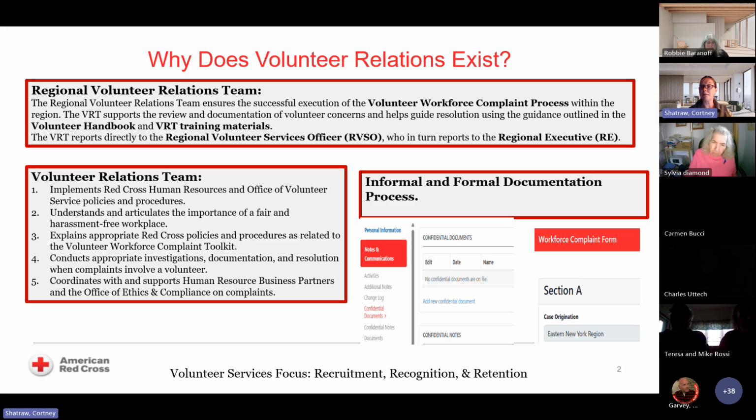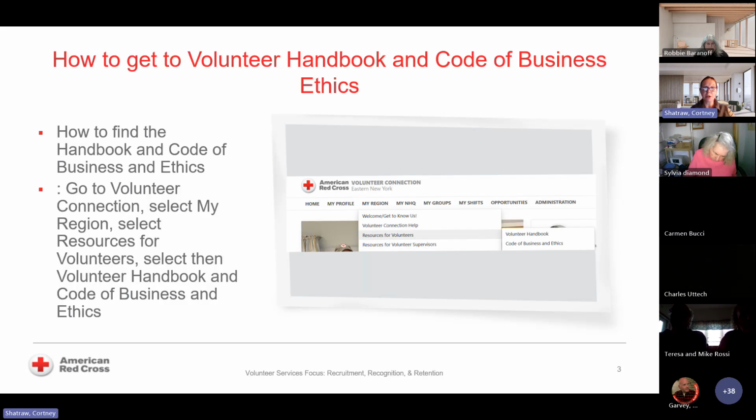recruitment, recognition, and retention. So even when we're talking about volunteer relations issues, it really is more about retention than anything else. And with that, I will turn it over to our volunteer lead, Mark, if you'll start from here.